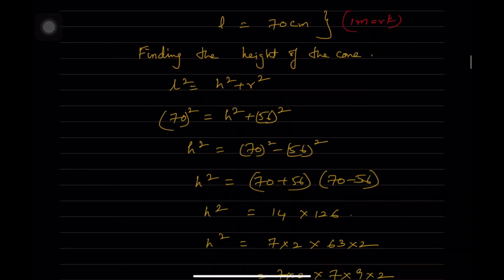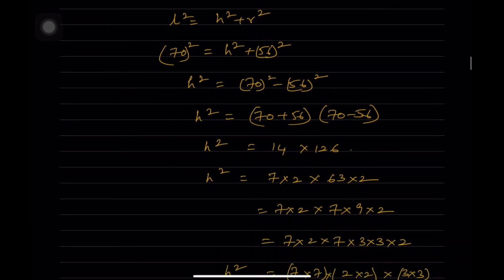Therefore 70 square is equal to h square plus 56 whole square. So h square is equal to 70 square minus 56 square. Or you can write h square is equal to (70 plus 56) into (70 minus 56), like a square minus b square can be written as (a plus b) into (a minus b), using that formula. So you get h square is equal to 14 into 126. 14 can be written as 7 into 2, and 126 can be written as 63 into 2.